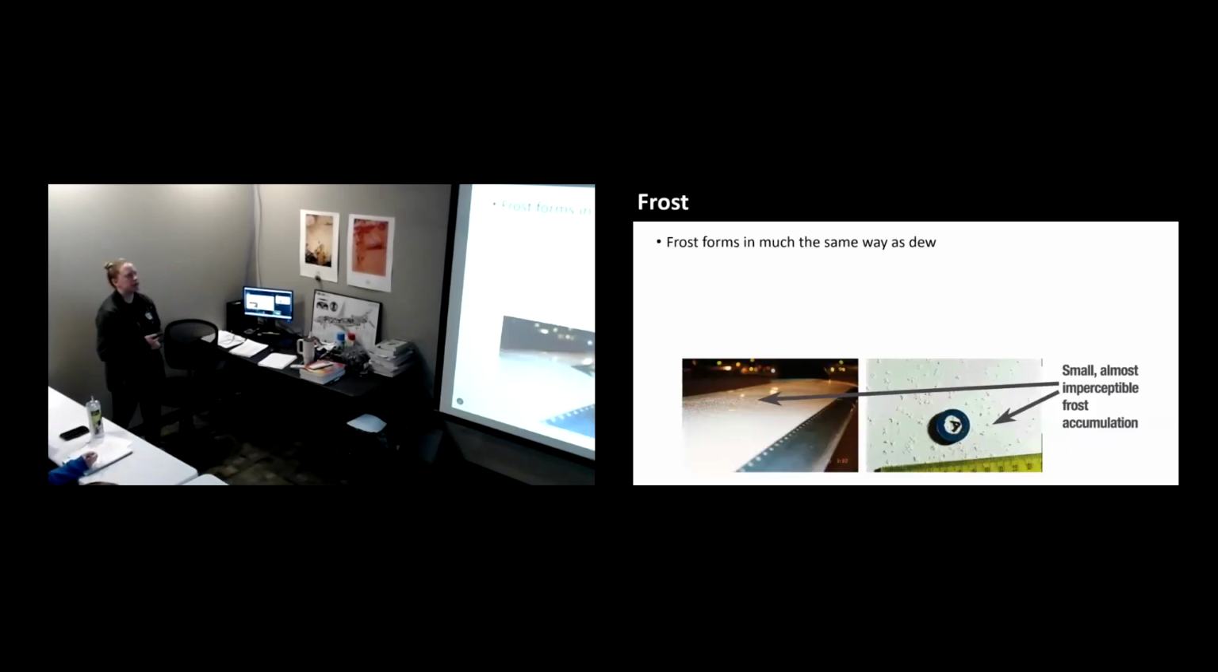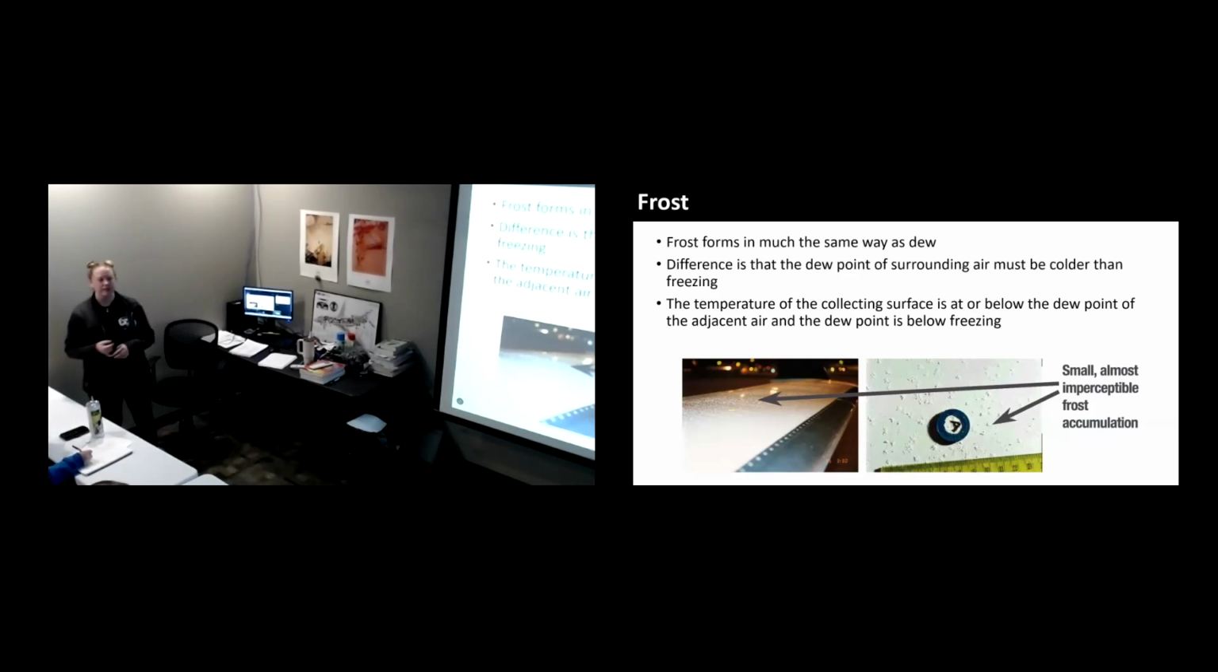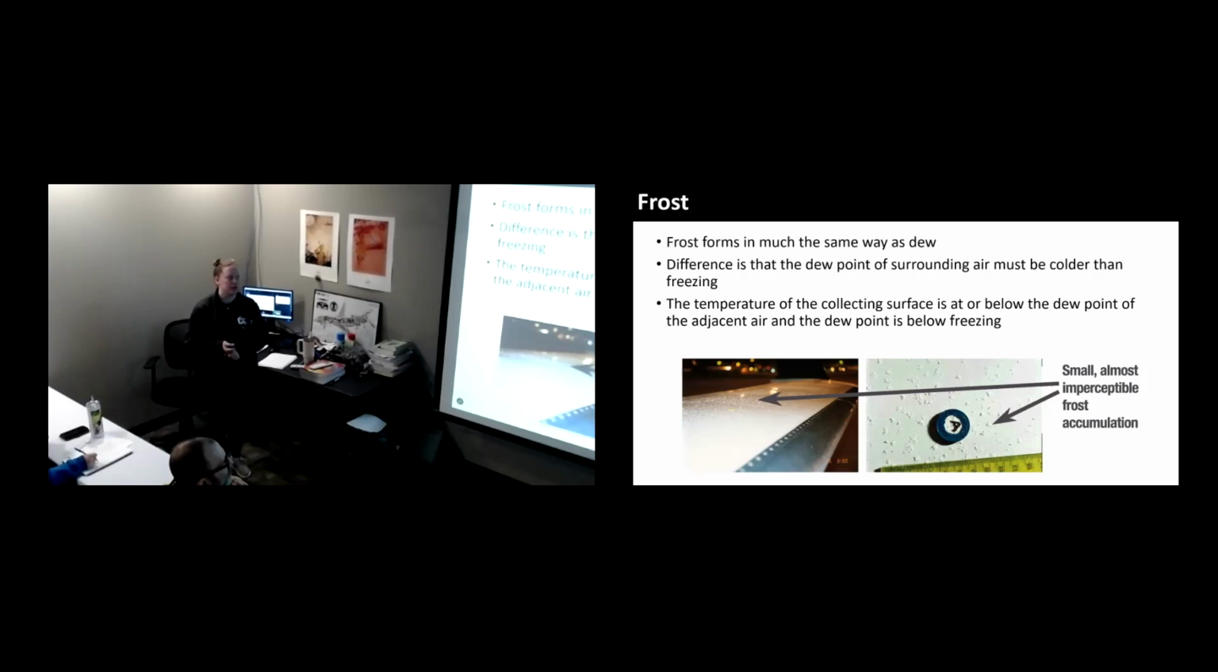Some of them are self-explanatory, right? Frost. Okay. Frost forms the same way as dew. The difference is the dew point surrounding the area is colder than freezing. Right? We all know what frost is. The temperature of the collecting surface is at or below the dew point of the adjacent air.